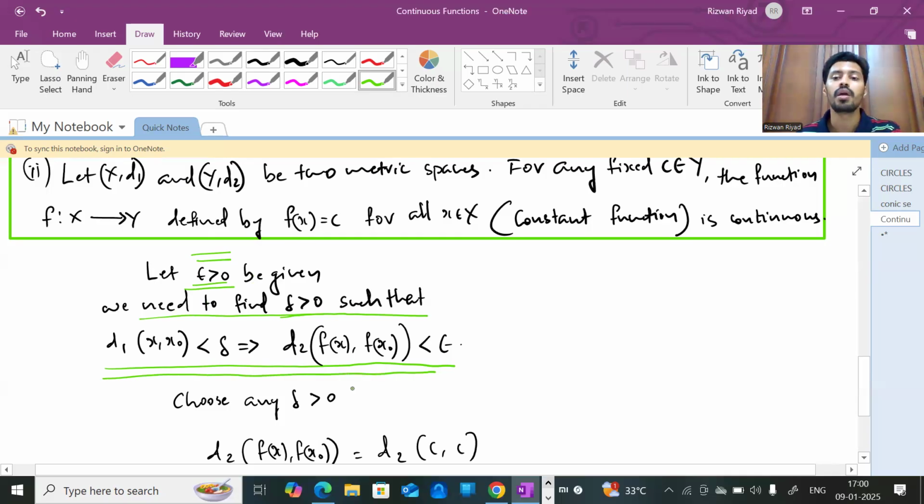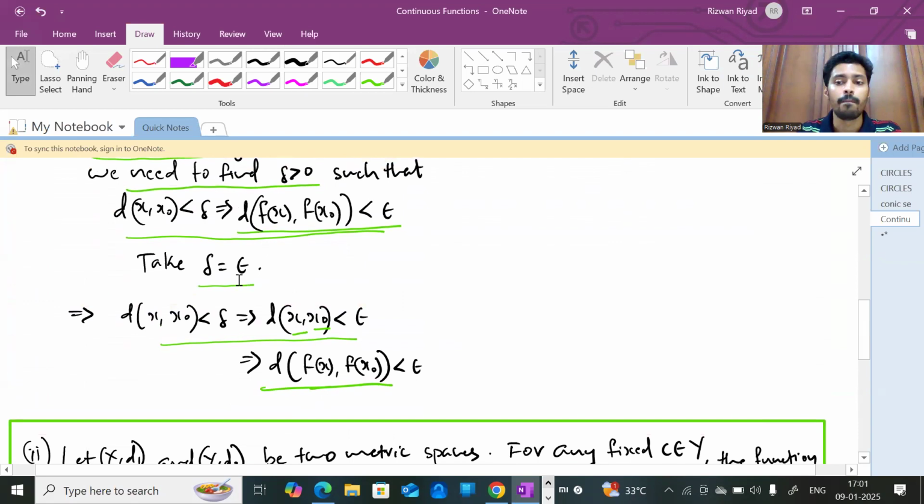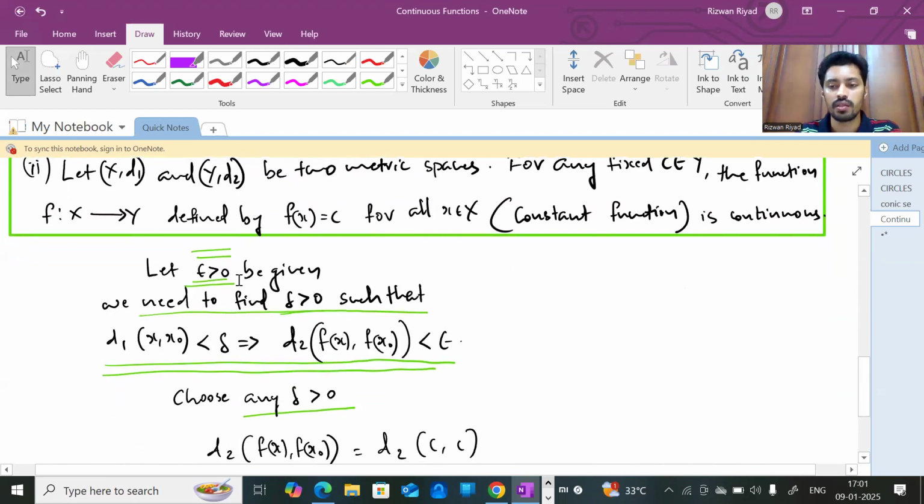But here, interestingly, you can choose any positive number as delta. In the previous example, we chose delta equal to epsilon itself, but here there is no need to choose like that. Why? You can choose delta as 1, and you can see this condition will be satisfied. You can choose delta as 2, and this condition is also satisfied. I will show you why. You can choose delta as 100, and the condition is still satisfied. You can choose any delta.